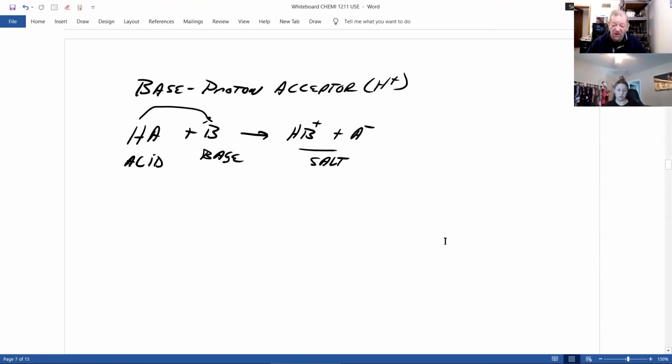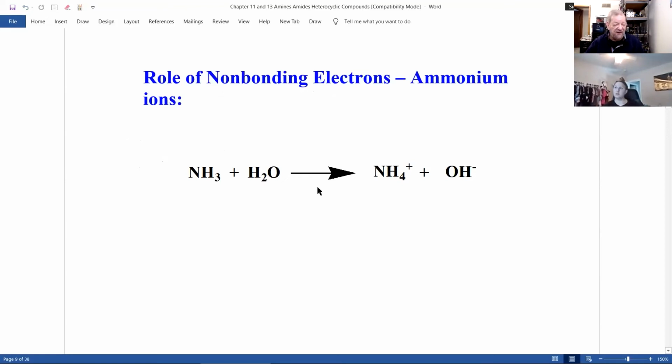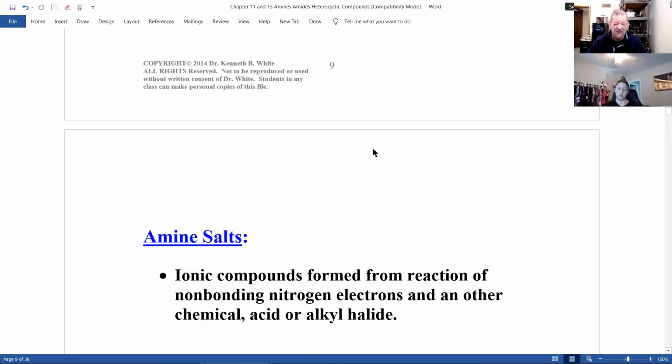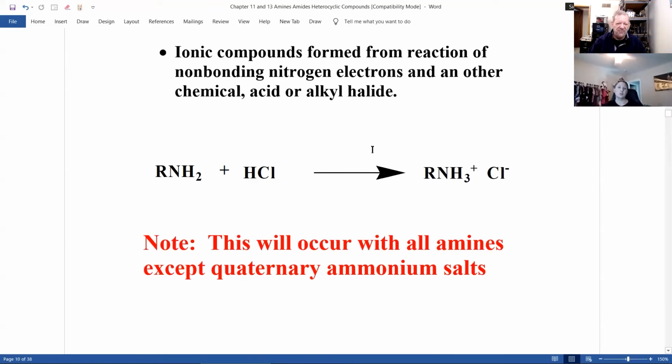Well, why am I telling you this? Because amines can be bases. Now, a very strong base is ammonia. And it accepts a proton from water to form this cation plus the hydroxide anion. This I'll never ask on a test. However, if you replace one or more of the hydrogens on ammonia with R groups, you have an amine. Now, don't write this down. Now, you have an amine reacting with an acid to form what is called an amine salt. This happens with all amines except quaternary ammonium salts, because what's attracting a proton? The non-bonding pair of electrons, which quaternary ammonium salts don't have.